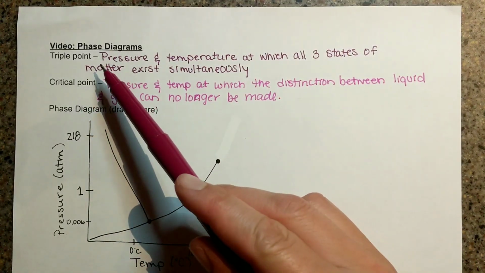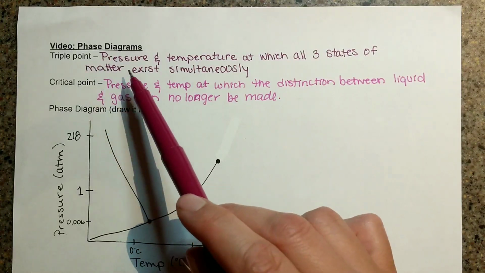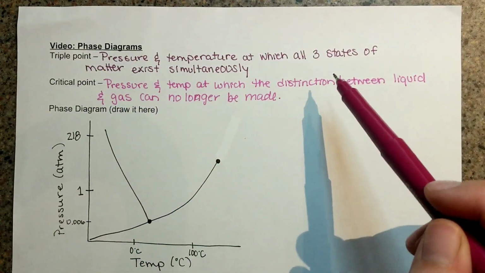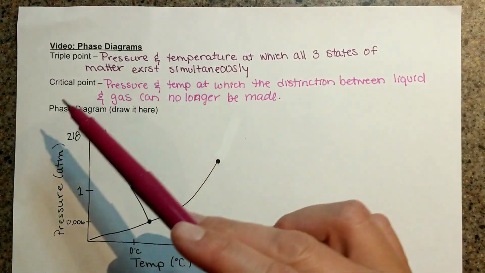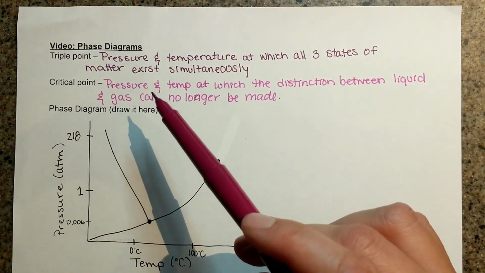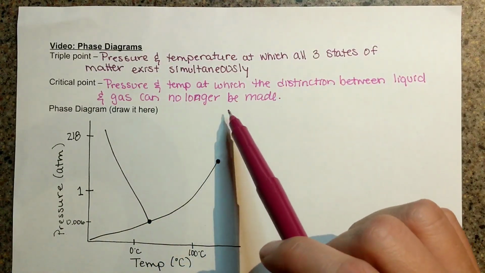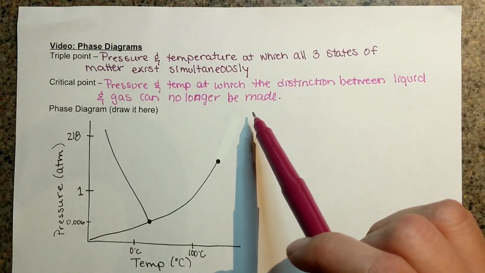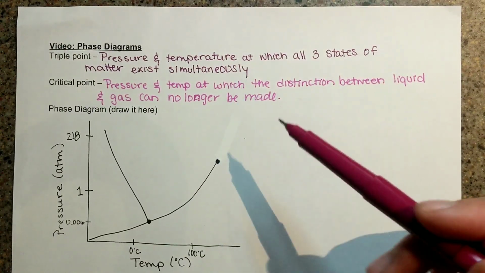There are two important points on a phase diagram. One is the triple point, and this is the pressure and temperature at which all three states of matter exist simultaneously. And the critical point is the pressure and temperature at which the distinction between liquid and gas can no longer be made. So it means we can't tell if we have a gas or a liquid at that specific pressure and temperature.